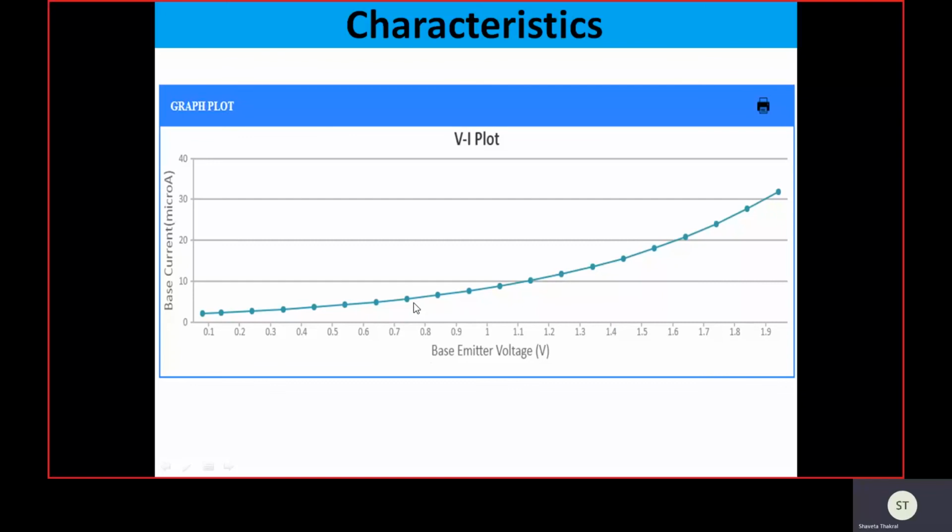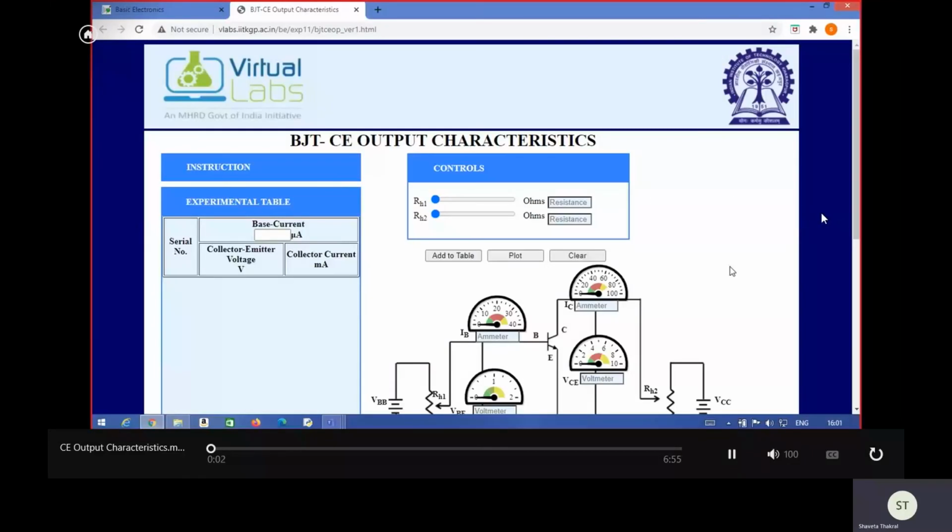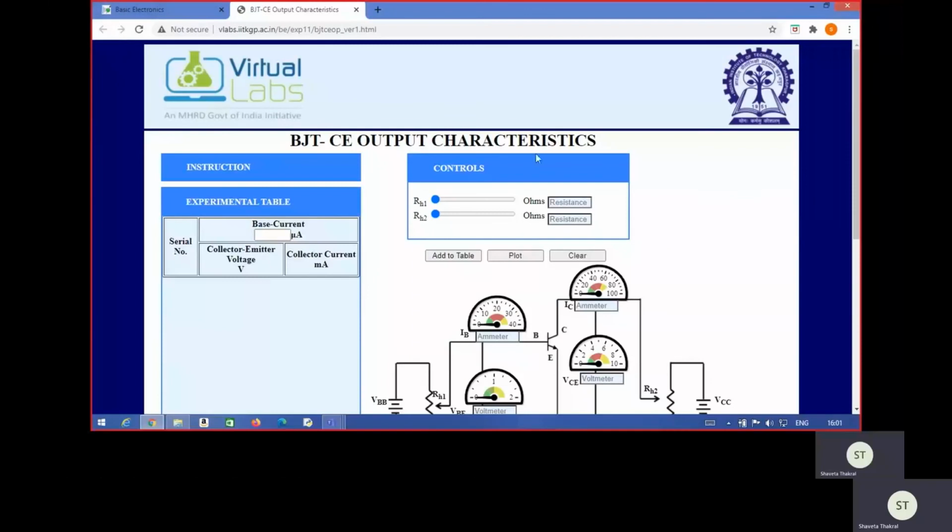And this is the characteristic curve that we have plotted between VBE and IB, keeping the output voltage VCE constant. And this is the procedure for BJT common emitter output characteristics. Now again we move on to the website and perform the experiment step by step. Here we are going to perform the experiment via the virtual lab platform, and the aim of this experiment is to plot the output characteristics of BJT in the common emitter configuration.